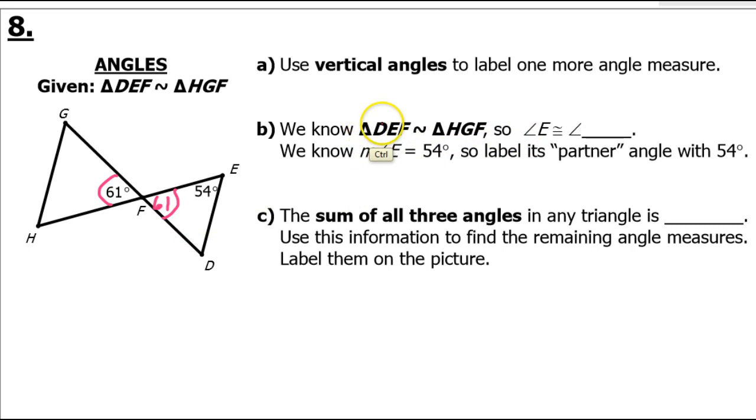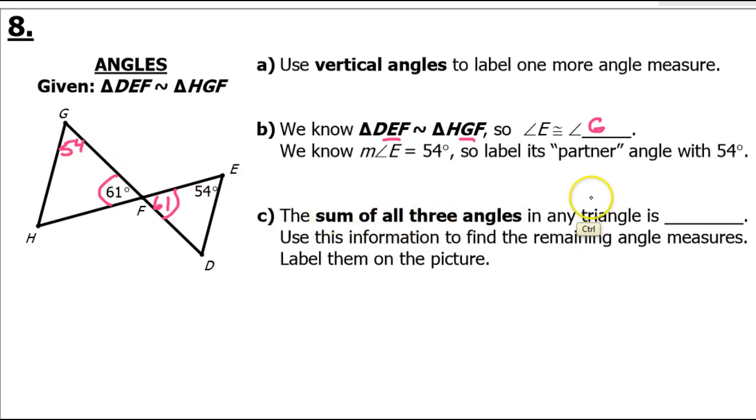So we know that the measure of angle DEF, we know that triangle DEF is similar to triangle HGF. So angle E is going to be congruent to angle G. So we know that angle E is 54, so we will label its partner angle with a 54. So we know that this is also angle 54 degrees.